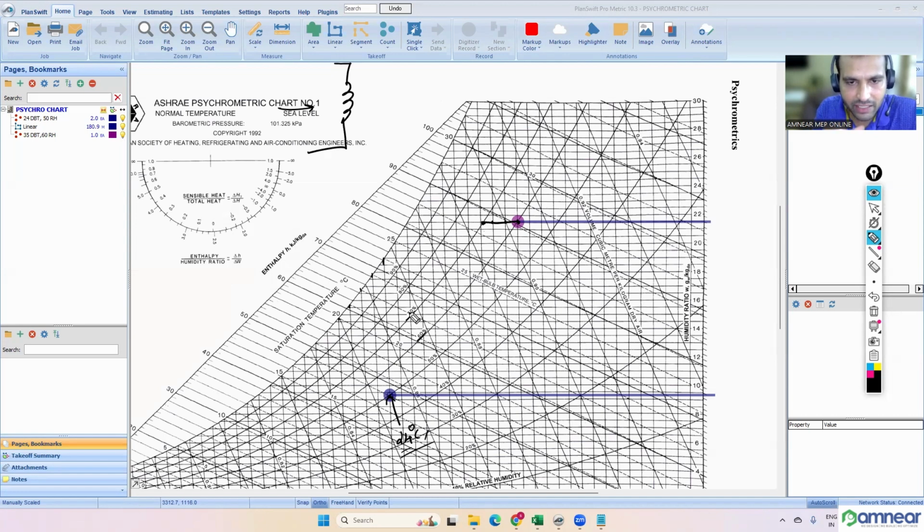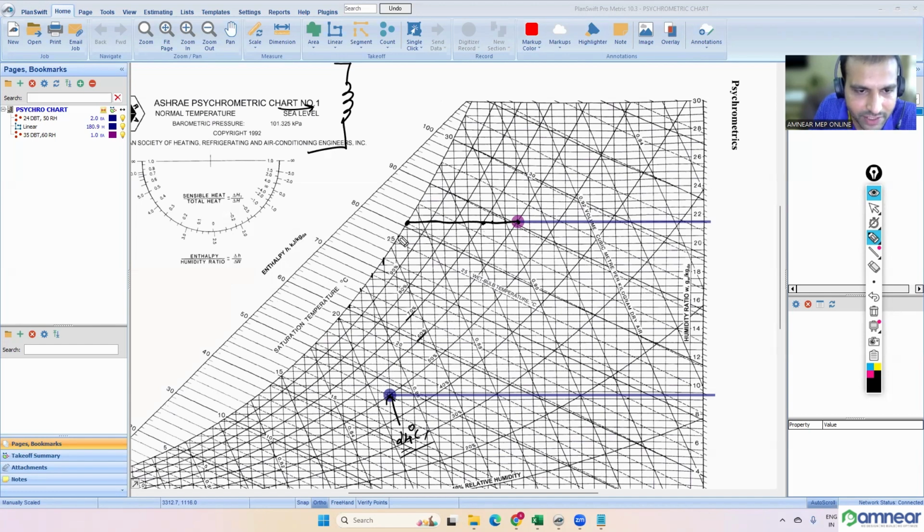Until the relative humidity is 100%, the water is not going to be condensed. Correct. Because 70% relative humidity means there's still 30% of space remaining. It will not condense, right? That's why, again, if you want to cool it, you have to cool it until this point.